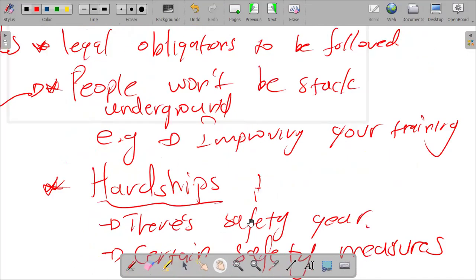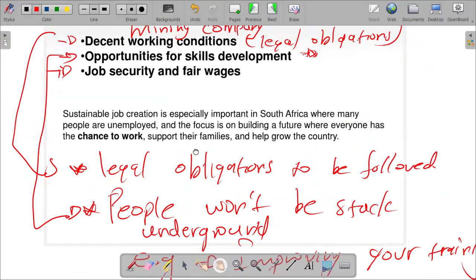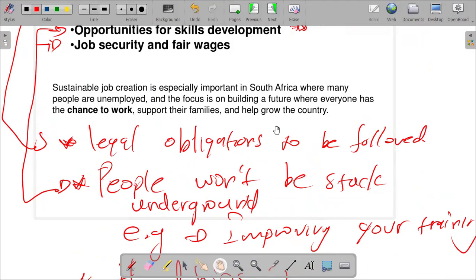So it says here, sustainable job creation is especially important in South Africa, where many people are unemployed, and the focus is on building a future where everyone has the chance to work, support their families, and help grow the country.